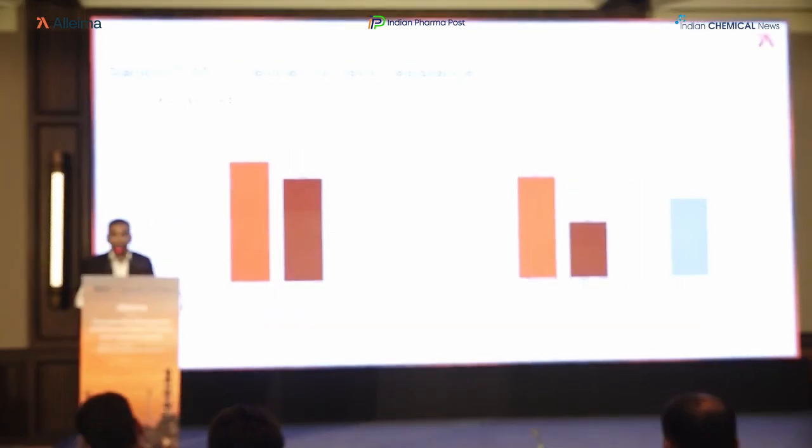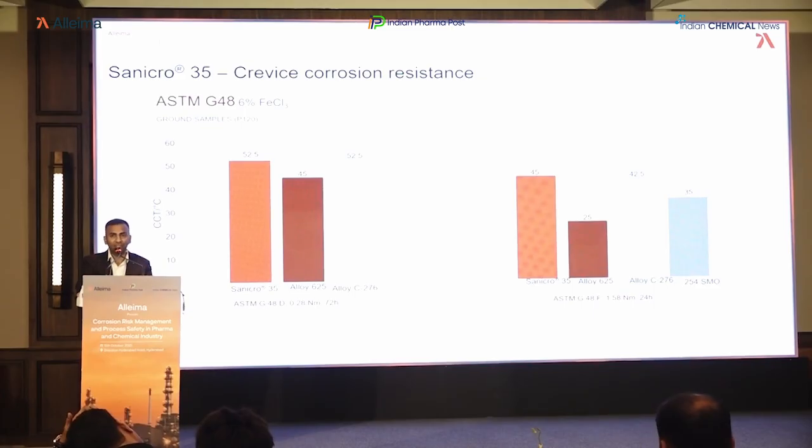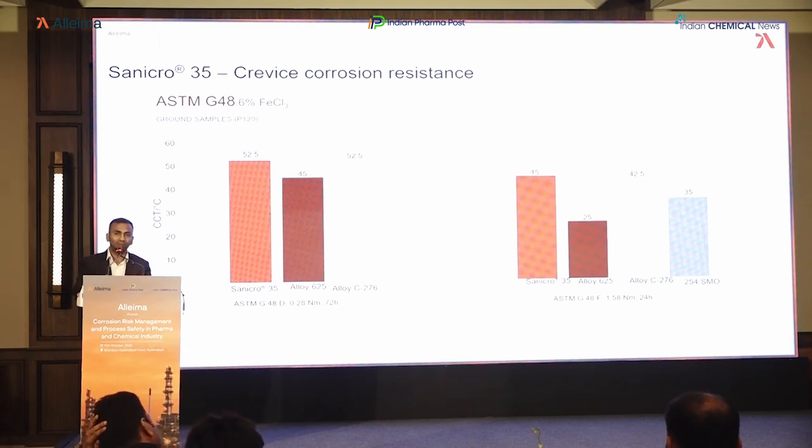This is the crevice corrosion test. This is again as per ASTM G48 with 6% ferric chloride, and we have done it as per ASTM G48D and F. G48D is with low torque and G48F is with higher torque. You can see there is a comparison between 3 materials here: alloy 625, C276, and Sanicro 35. In both cases, it is superior to alloy 625 and on par with C276.